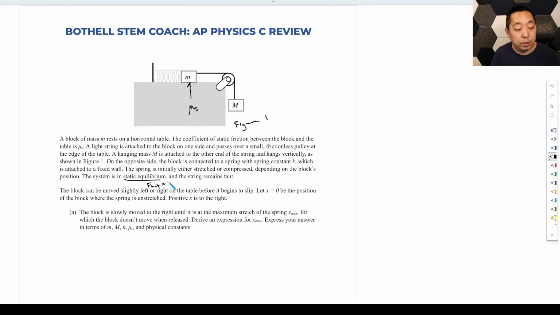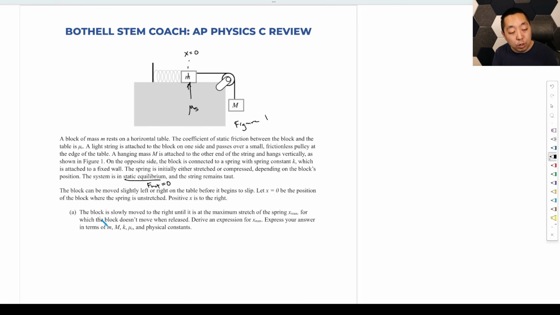That's what equilibrium is. And the tension is there. The block can be moved slightly left or right on the table before it begins to slip. Let x equal 0 be the position of the block where the spring is unstretched. So this is going to be x equals 0 here. Positive x is to the right.